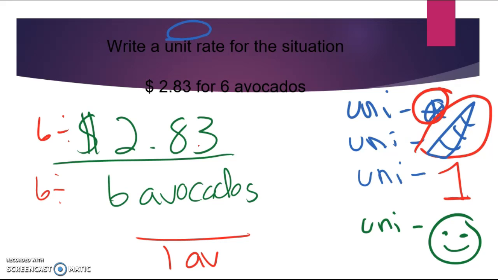$2.83 divided by 6, if you did that division correctly, you should have gotten 47 cents over one avocado. Another way to say this is 47 cents per avocado. Remember how I kept my labels here? Make sure that you do that on your test also.